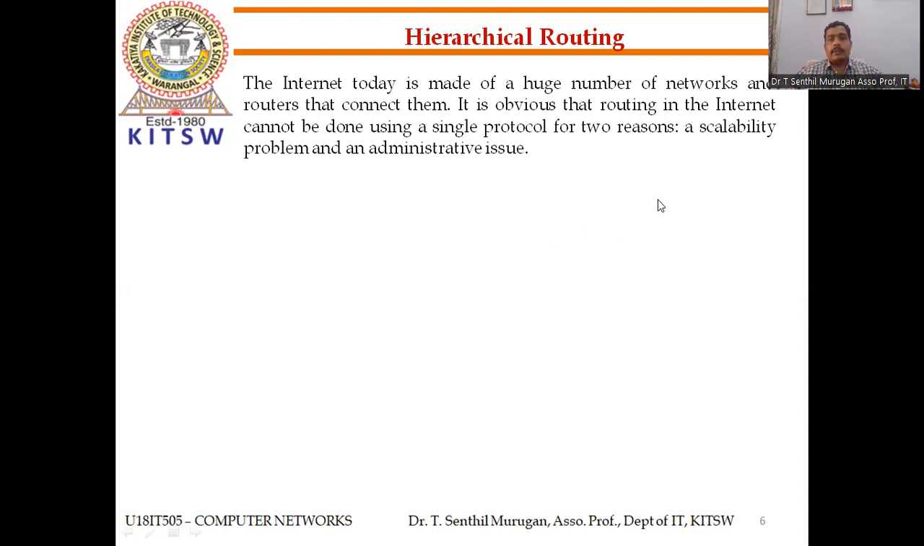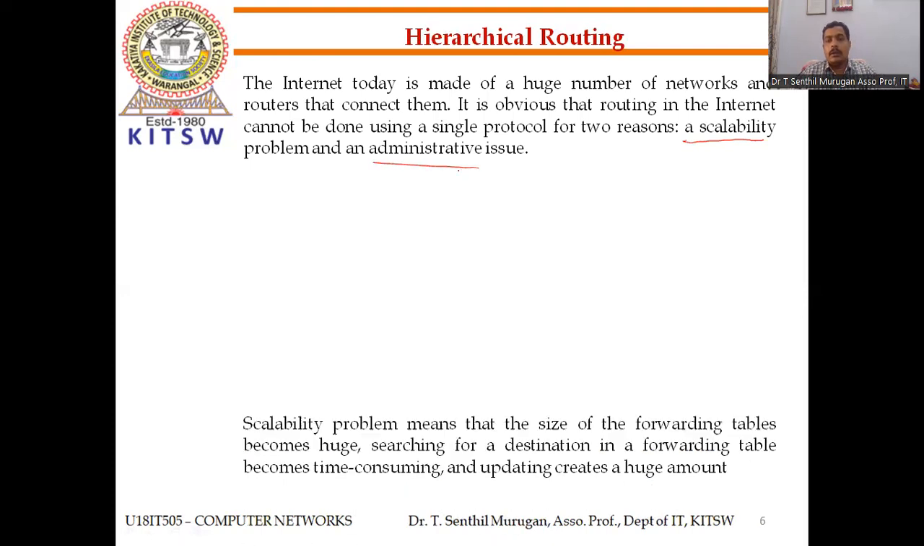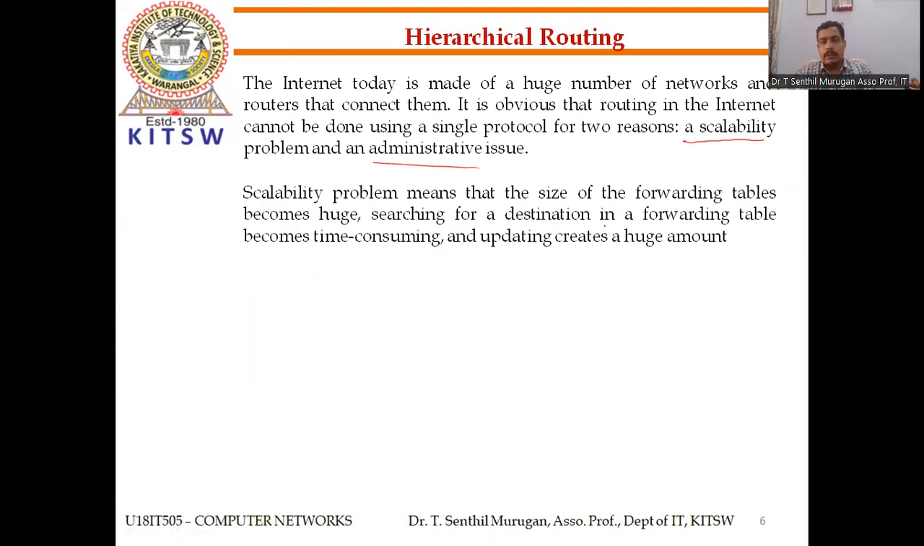While we are going with that tree structure, we have two issues. One is the scalability issue, another one is the administrative issue. So what is the scalability issue? That means the size of the forwarding table becomes huge. If one data is there, it will forward the information from source to destination. In between many nodes may be there, but if all the information is stored in the routing table of the source, then if there are more intermediaries, more routing tables will also be there.